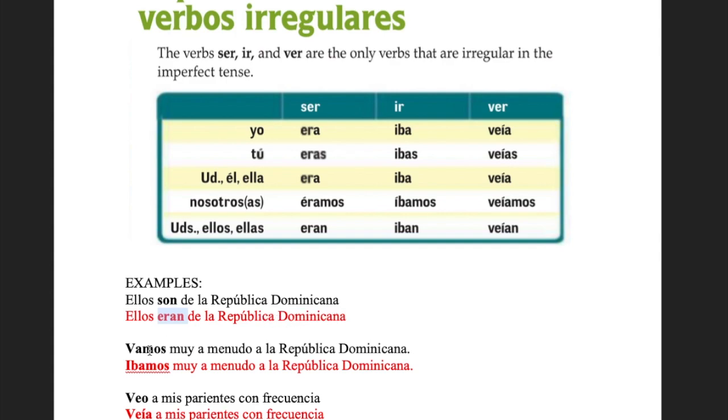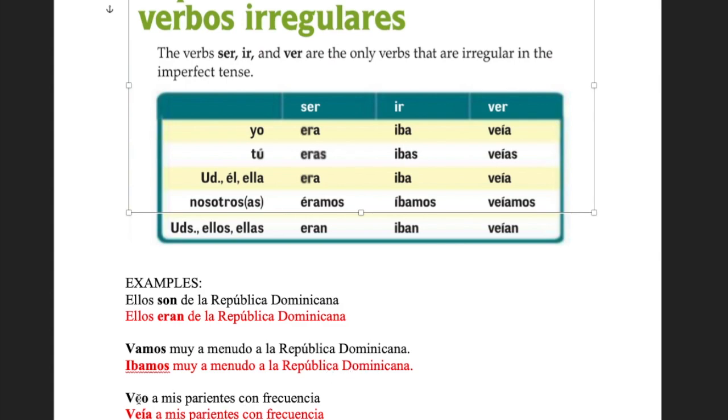Next example, it's saying vamos muy a menudo a la República Dominicana. That is saying we go quite often to the Dominican Republic. But we're trying to change that to the past, correct? So vamos, another form of ir. And then that is in the form nosotros. So you just line up nosotros with ir, and right there is your answer. Íbamos muy a menudo a la República Dominicana.